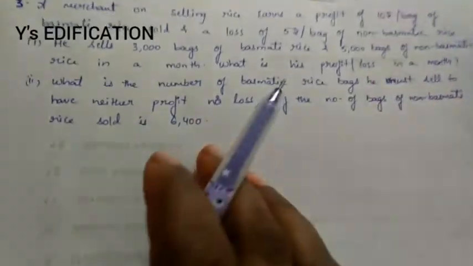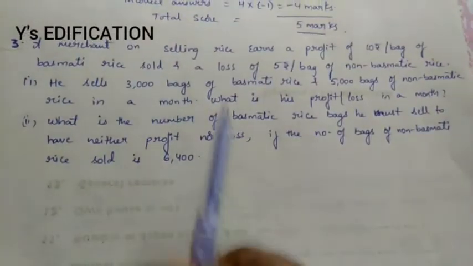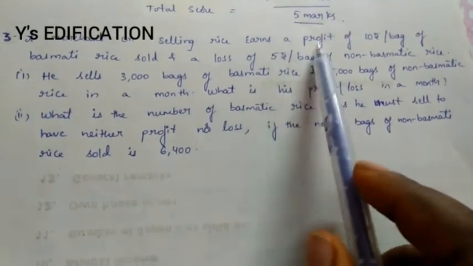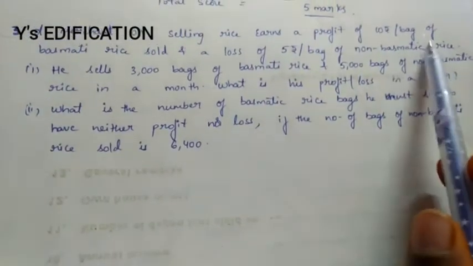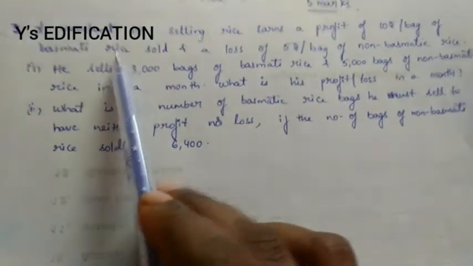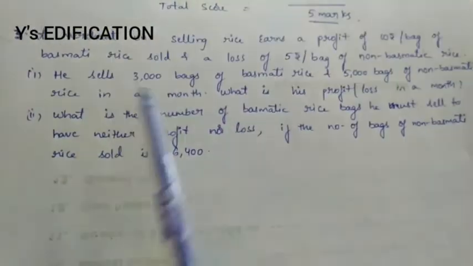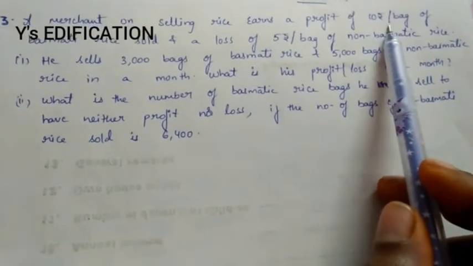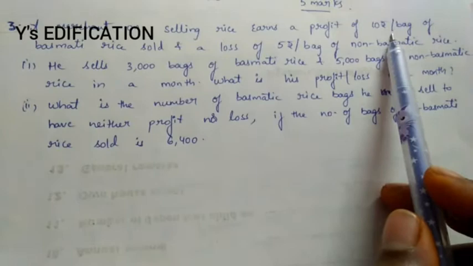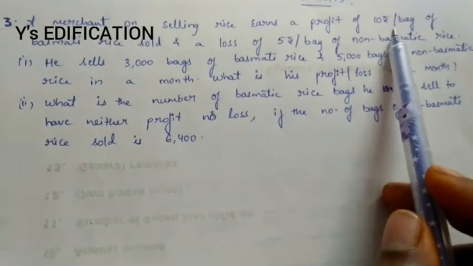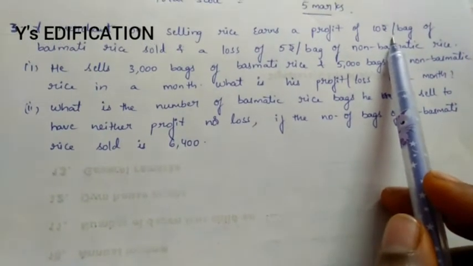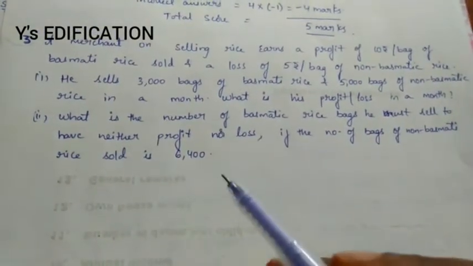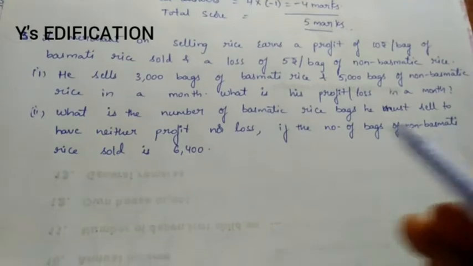So what is given in the data? A merchant while selling rice earns a profit of 10 rupees per bag of basmati rice. If he sells one bag of basmati rice, he'll get a profit of 10 rupees. If he sells 2 bags, he will get 20 rupees. If he sells 3 bags, he will get 30 rupees. In this way, by increasing the number of bags, the profit will also increase.